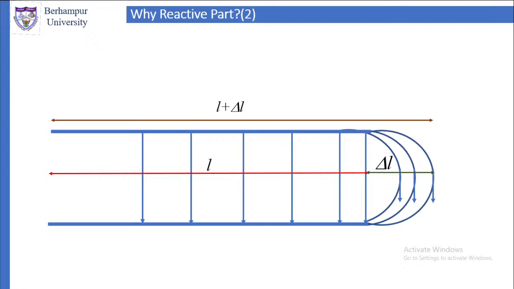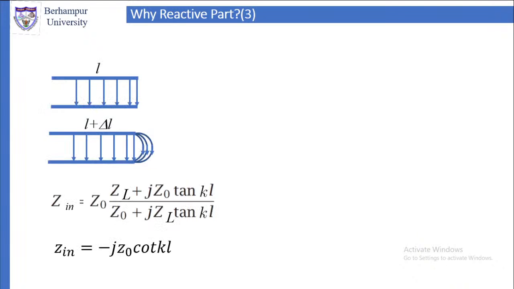Now we will come to the other portion. Why is there a reactive part? Why has the frequency decreased? That we have seen. Why is there a reactive part? You know, the input impedance Zin is equal to Z0 into ZL plus jZ0 tan KL, divided by Z0 plus jZL tan KL. ZL is the load impedance, Z0 is the characteristic impedance, L is the length, and K is 2 pi by lambda.